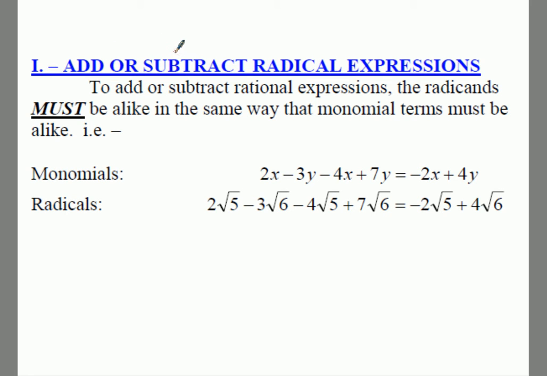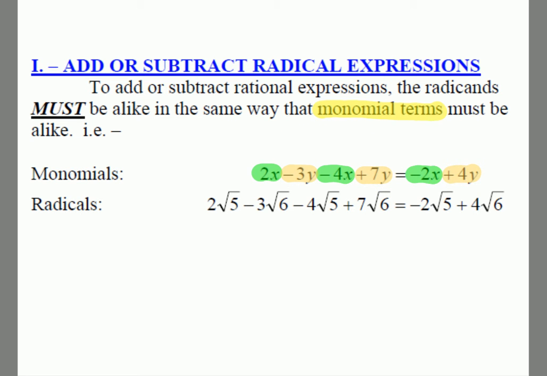So, in order to add or subtract radical expressions, it's very similar to how you used to do it with monomial terms. In monomial terms you had to add like terms. So if we wanted to add together 2x minus 3y minus 4x plus 7y, we would group together the 2x and the negative 4x, and we would get a negative 2x, because you just add your coefficients. And then we do the same thing with your negative 3y and your positive 7y. Add those together and get a positive 4y.